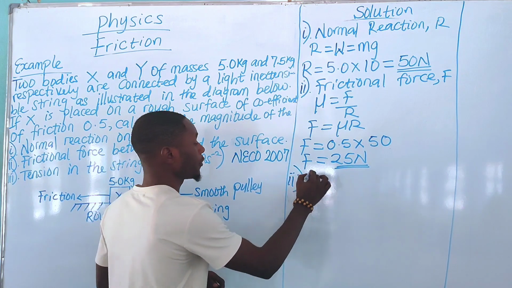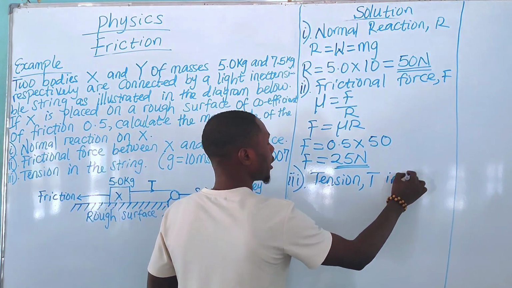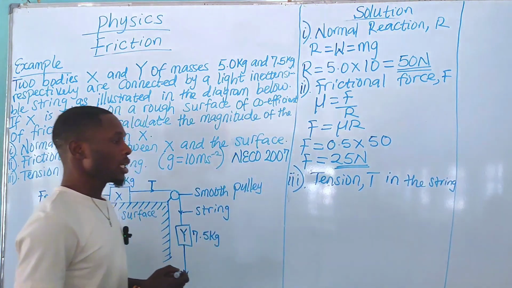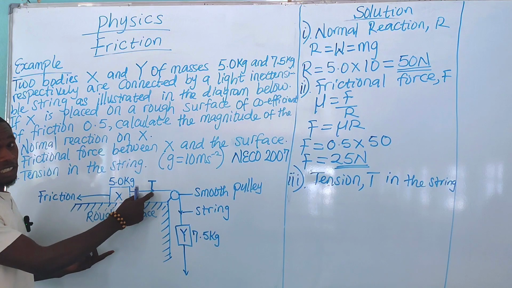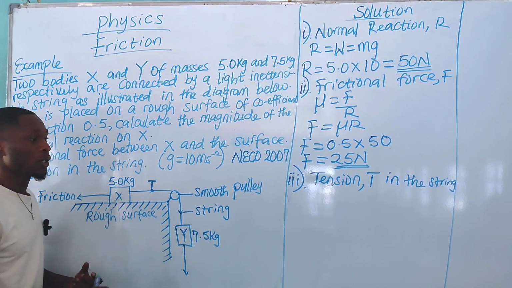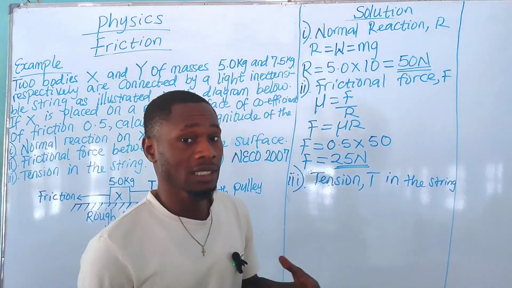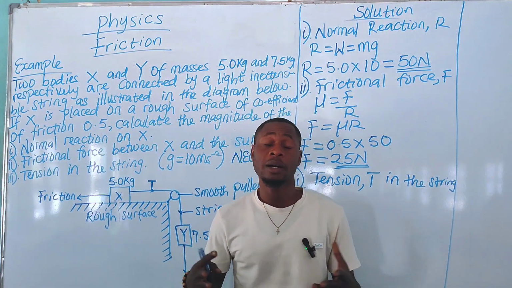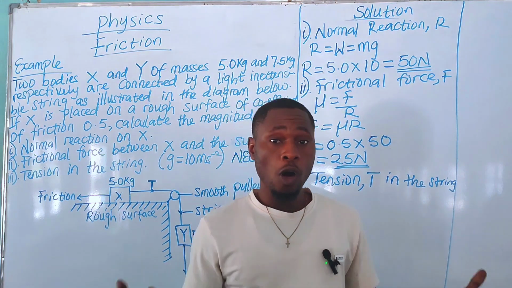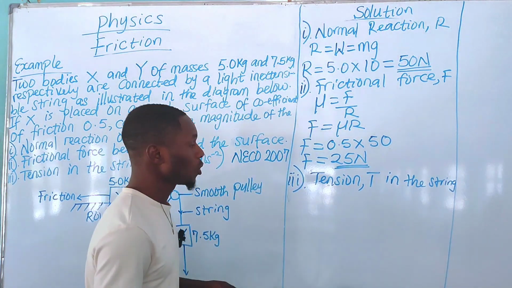So thirdly, we are looking for tension. Let's call the tension T in the string. Okay, so we said for us to find this tension, we must find the tension in terms of body X and also the tension in terms of body Y. But remember that tension is actually a force that exists in stretched materials such as rope or string or cord or any material that is stretched. Okay, so we are looking for the tension.